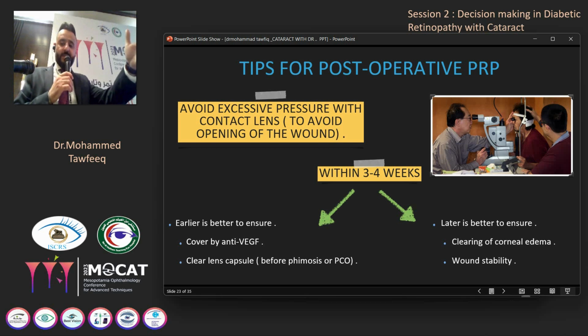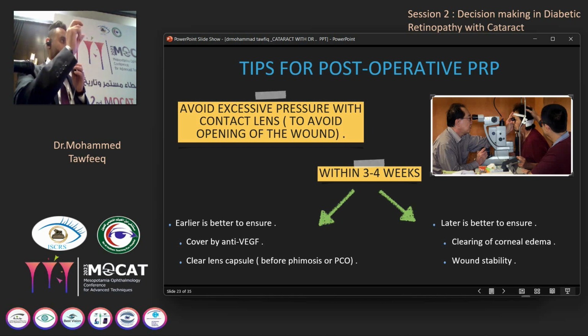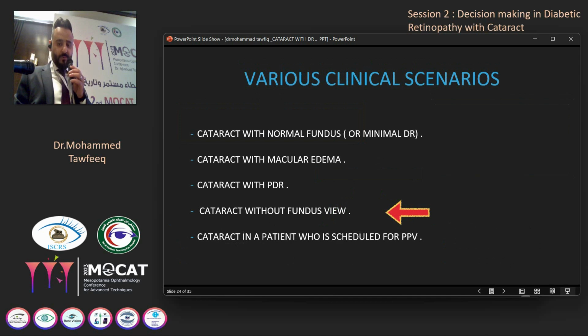Later is better, ليش؟ لأنه أول شيء عندي الكورنيال edema after the surgery will be improving totally, and I have a very good wound stability. In all cases, avoid excessive pressure on the cornea because you still have an opening of the wound.